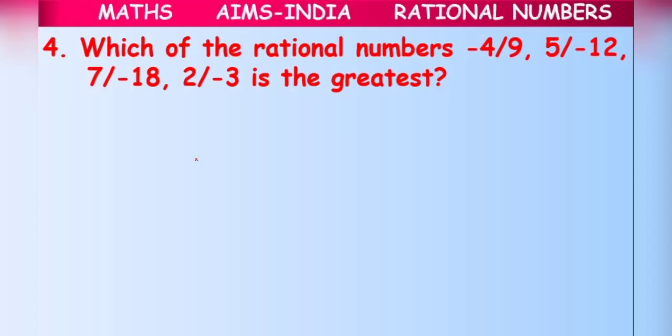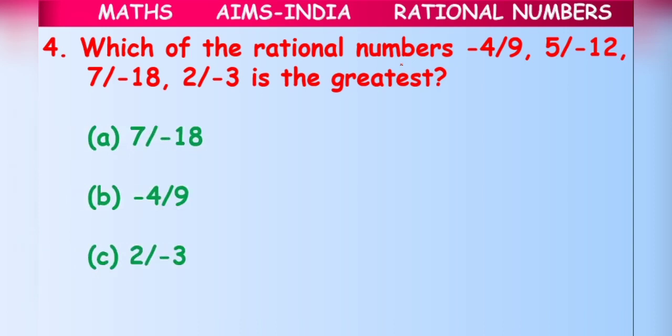So next. Which one of the following rational numbers is the greatest one? 7 by minus 18, minus 4 by 9, 2 by minus 3, 5 by minus 12. All four rational numbers are having minus. All are negative rational numbers. There is no shortcut here. We have to compare all.